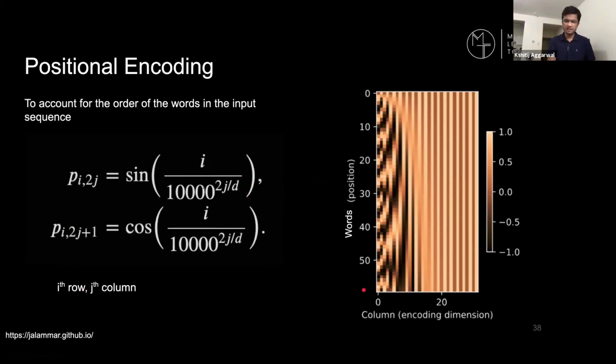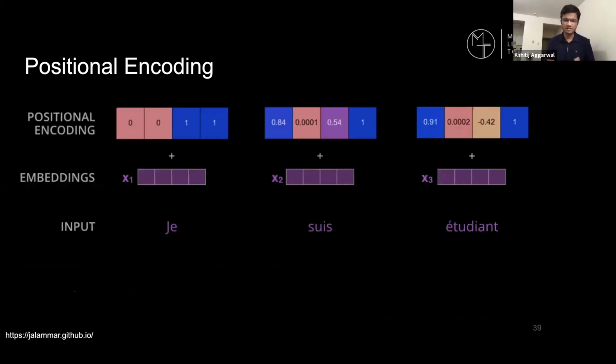So let's say we have 60 words, and each word embedding is of this length, which is given by this x-axis. For each word, the ith row, which is the ith word, and the jth column, which is its encoding dimension, we will use the sine or cosine function to generate what its positional encoding should be. Then we'll just add that vector to the word embedding. This might sound complex, but let me show it in a better way in this slide.